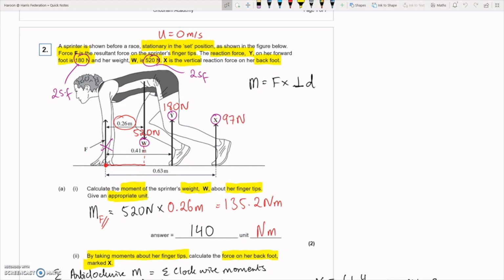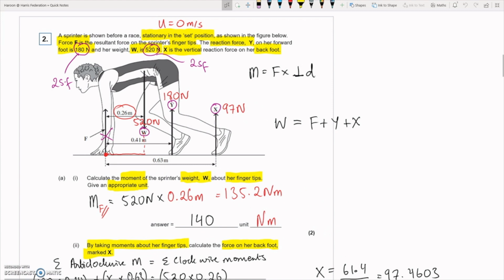Now with moments, the good thing is that to calculate F, I just have to understand that the forces acting upwards are equal to the forces acting downwards. That's making an equation. The only force acting down is W, so I'll say W is equal to all the forces acting up, so that's F plus Y plus X. So we end up with our equation, W equals F plus Y plus X.